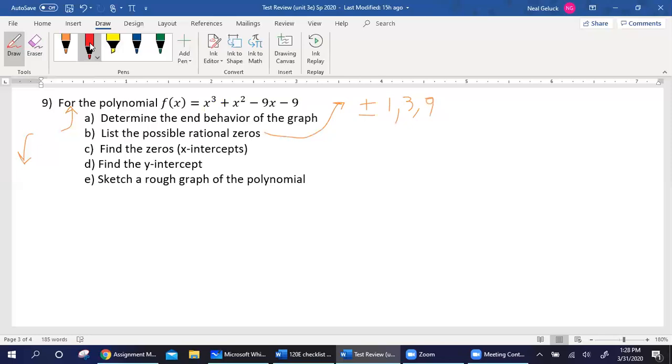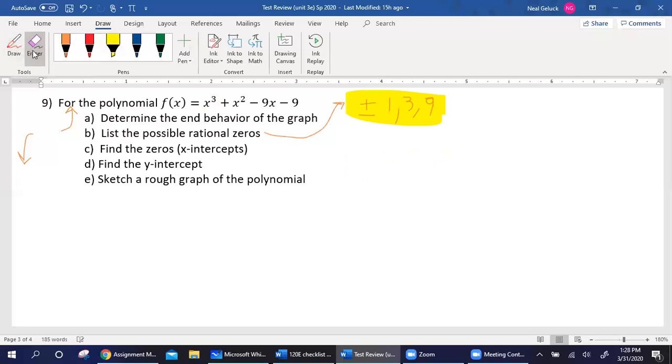You're going to plug numbers in, or you're going to synthetically divide by these possibilities. Again, I'm looking at my possibles, and you're going to see what gives me a remainder of 0 or what equals 0. Again, those are synonymous. If you try the number 1, that's always a good place to start. I'd have 1 cubed, which is 1, plus 1 squared, which is 1, minus 9 times 1, which is -9, minus 9. That's definitely not going to equal 0.